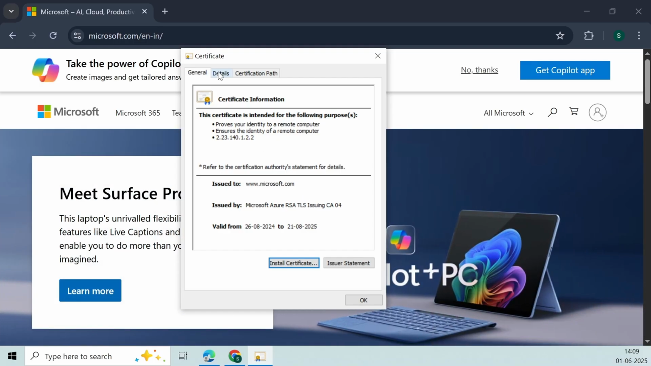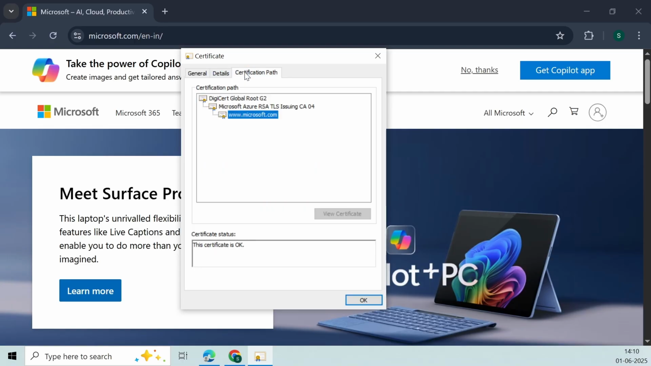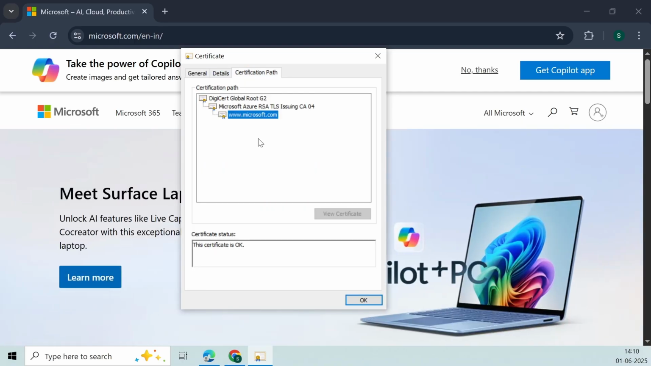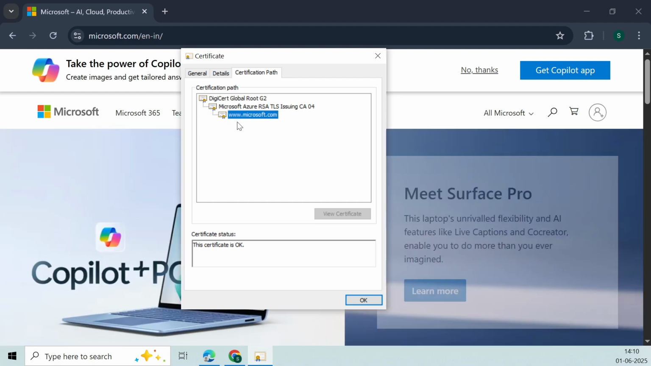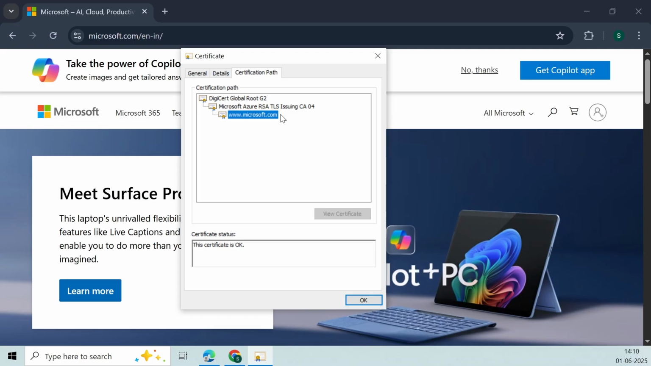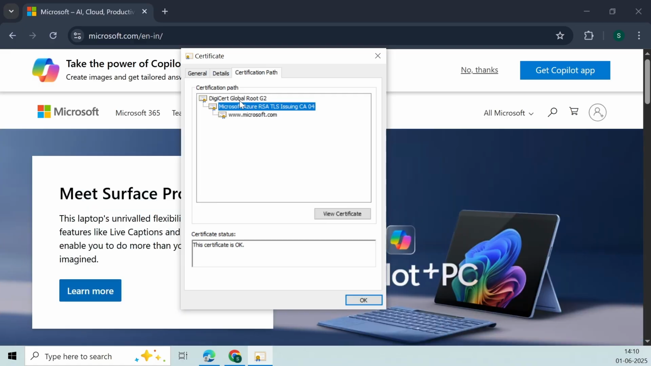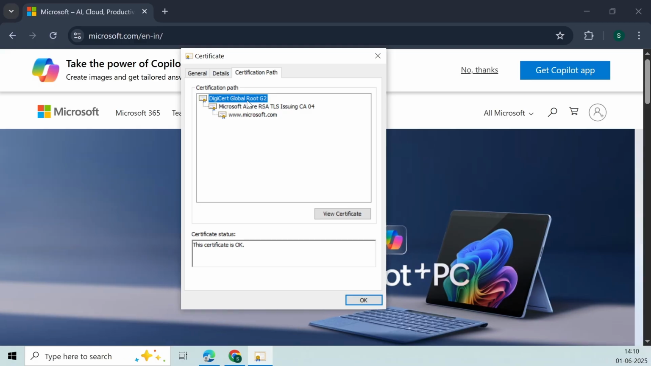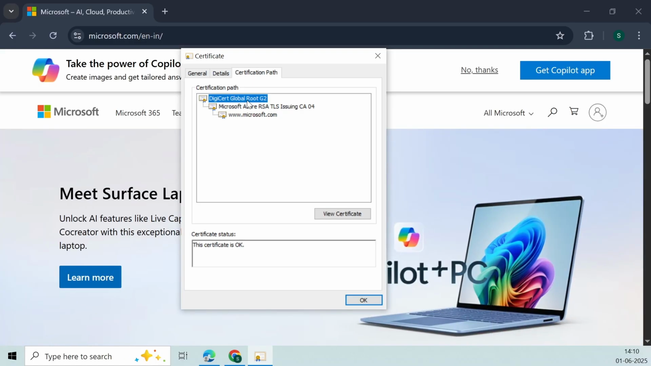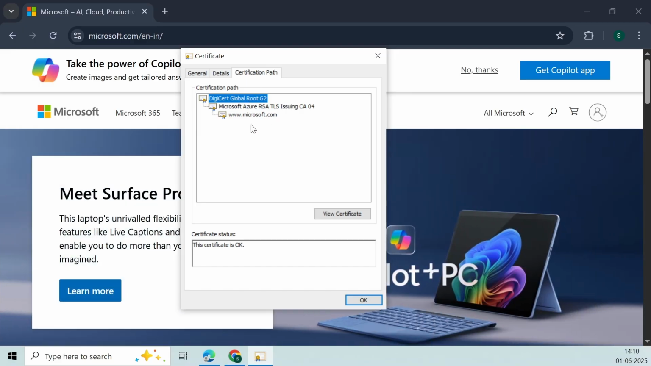Okay, now I'll go to the certification path first. When we discuss the root and intermediate certificates, you can see this is the leaf certificate, which is for www.microsoft.com. We have the issuing CA certificate as Microsoft Azure RSA issuing CA. That is the issuing CA certificate, and we have the DigiCert Global Root G2. That is a root certificate. Okay, so this is a chain of trust which is already there on my machine. That's why we are able to see this.